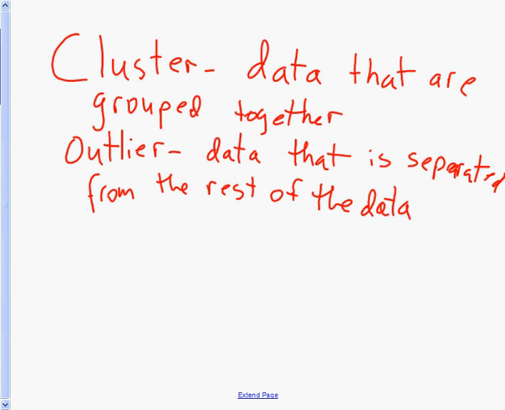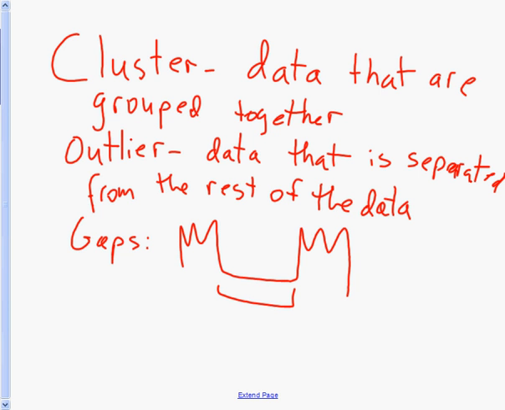Next, we're going to have gaps. So a gap, of course, is typically when there is a lack of data, right? You might have data here, and then we're going to have a space with no data, and then data after it. So that's where a gap is. This particularly is going to be the gap.